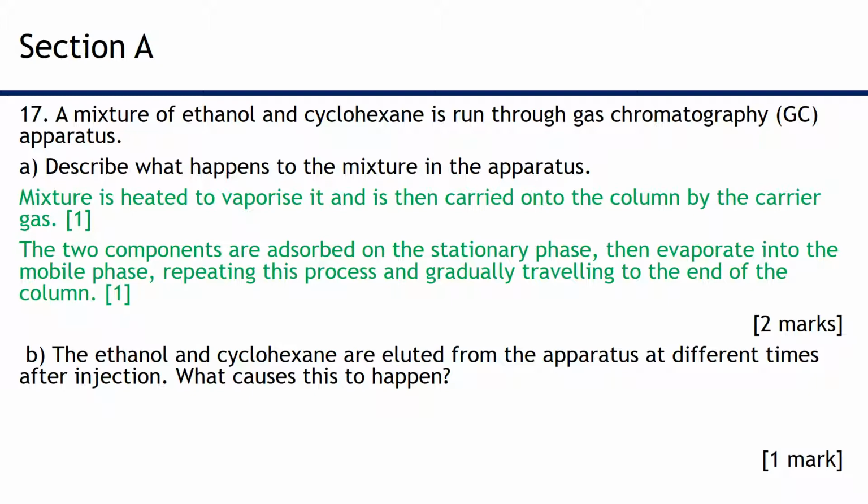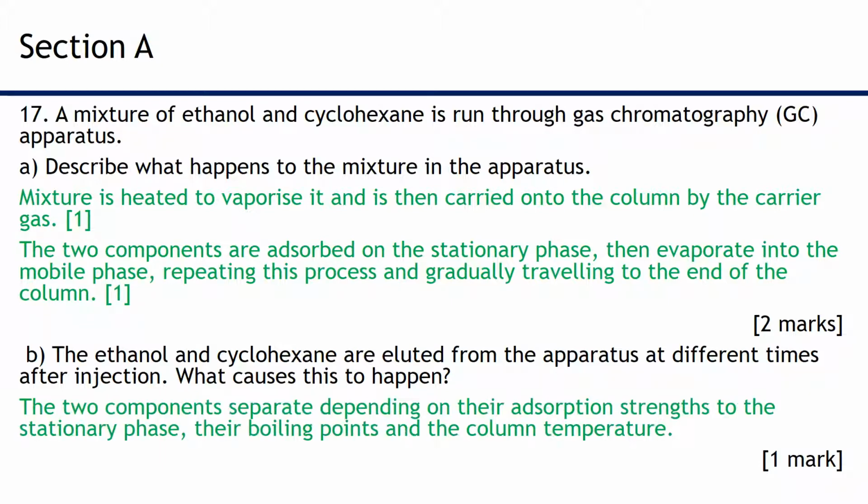Then in part B, you're told that the ethanol and cyclohexane are eluted from the apparatus at different times after injection. What causes this to happen? Well, it's the basis for all chromatography. It's that different components will separate depending on their adsorption strengths to the stationary phase, which is the principle in all chromatography, and in gas chromatography you also have the added factor of their boiling points. So if they have different boiling points, one will evaporate more readily than the other, and that's also going to be dependent on the column temperature, whether it's a very hot column or a slightly cooler column. So you need to mention all 3 of those points in order to get the full mark for part B here.